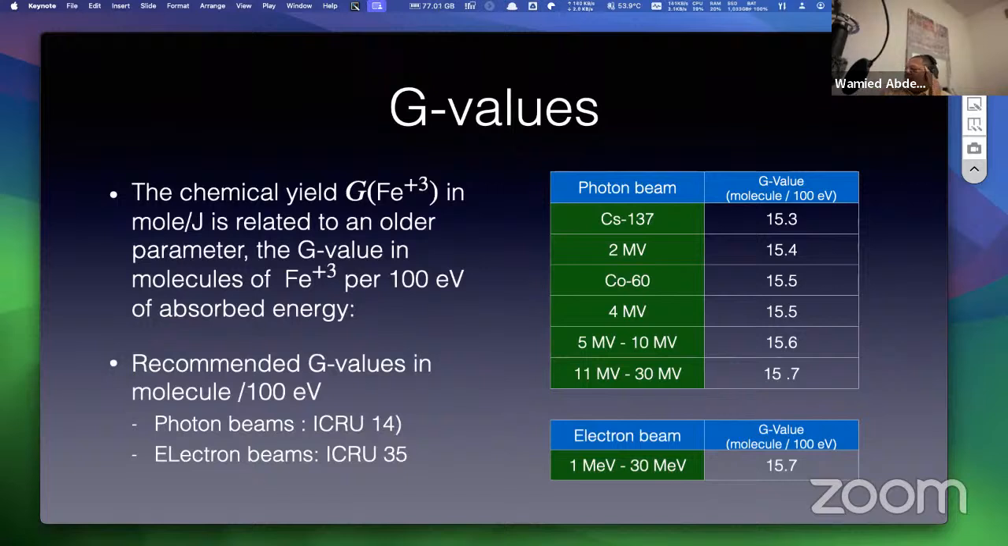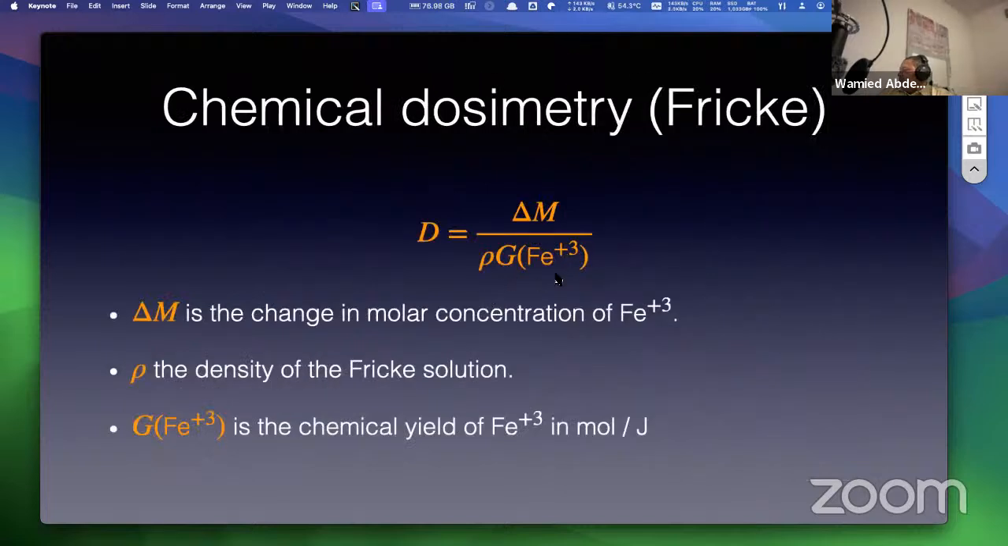There, what's the energy required to produce an ion pair? That's the value of 33.97 electron volts per ion pair. To produce one ion pair, we need 33 electron volts. The G value definition is a bit opposite. It says, okay, if you have 100 electron volts of energy, how many molecules of Fe3 are we going to get? That's why it is in the denominator in the equation, because we need it per energy, per MeV, so we need that positive.